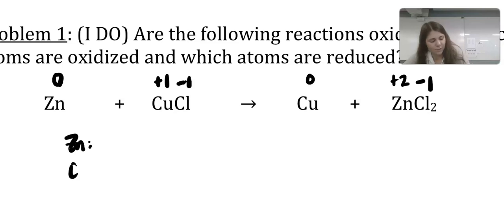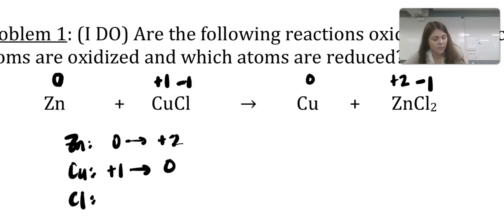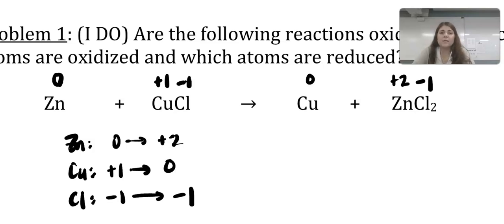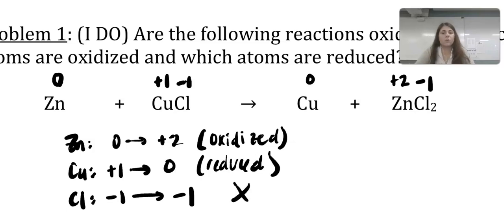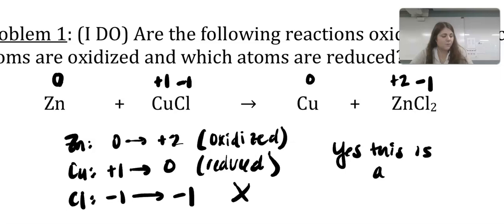So writing out each element that I see in this reaction, I see that zinc goes from 0 to +2, copper goes from +1 to 0, and chloride goes -1 to -1. So here, to figure out what's being oxidized, we're going to look at the one that's becoming more positive, losing electrons. That's going to be zinc, while the copper is going to be getting more negative. Call this reduced. And then here the chloride stayed the same. So yes, this is a redox.